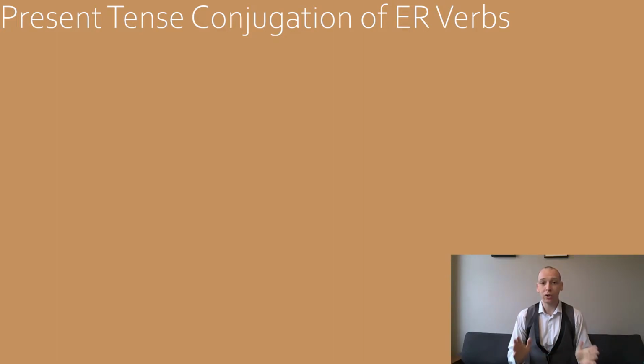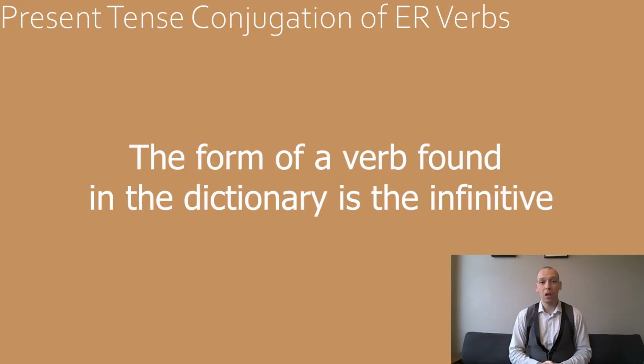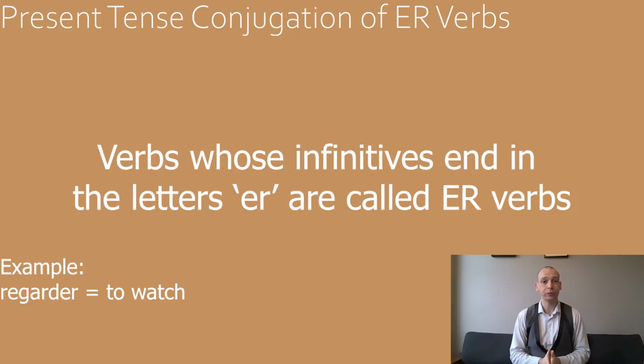So let's look at the conjugation of the present tense in French for each of the subject pronouns we saw in Series 1, Episode 7. When we look a verb up in the dictionary, it will show the verb's infinitive. I will go through infinitives in one of my later videos in this series. Infinitives can vary a bit in French, but the most common French verbs will have an infinitive that ends in the letters ER. We imaginatively call these verbs ER verbs.